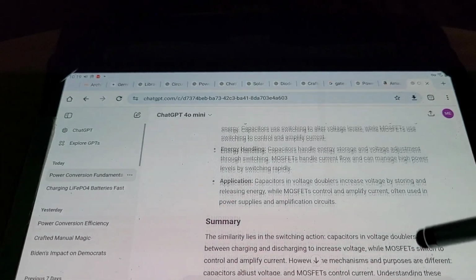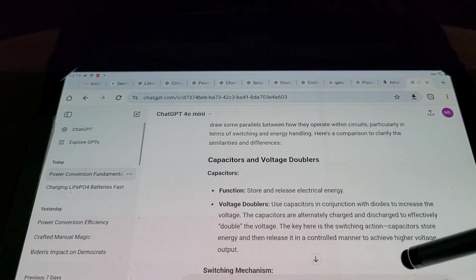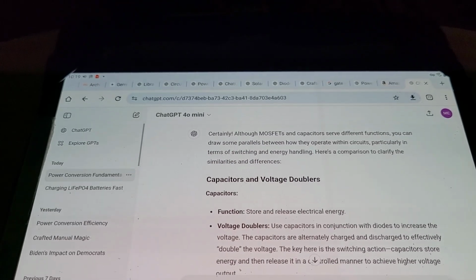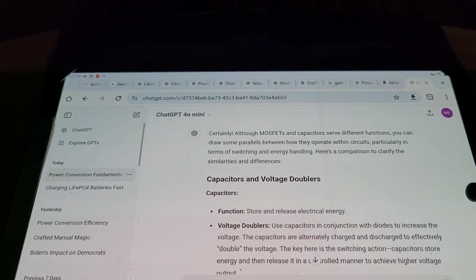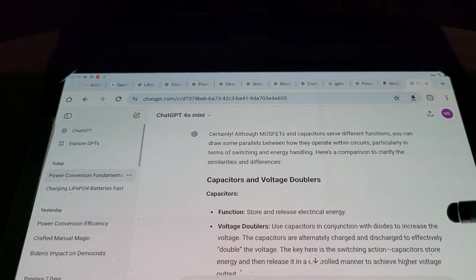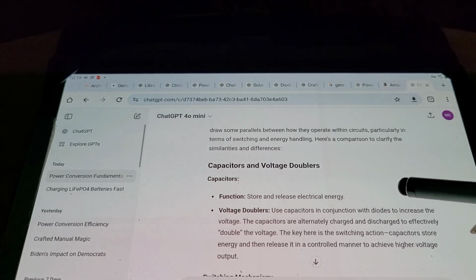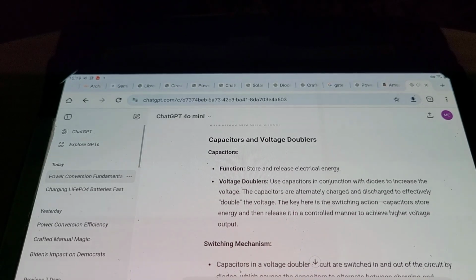Certainly. Although MOSFETs and capacitors serve different functions, you can draw some parallels between how they operate within circuits, particularly in terms of switching and energy handling. Here's a comparison to clarify the similarities and differences. Capacitors and voltage doublers. Function: store and release electrical energy. Voltage doublers use capacitors in conjunction with diodes to increase the voltage. The capacitors are alternately charged and discharged to effectively double the voltage.